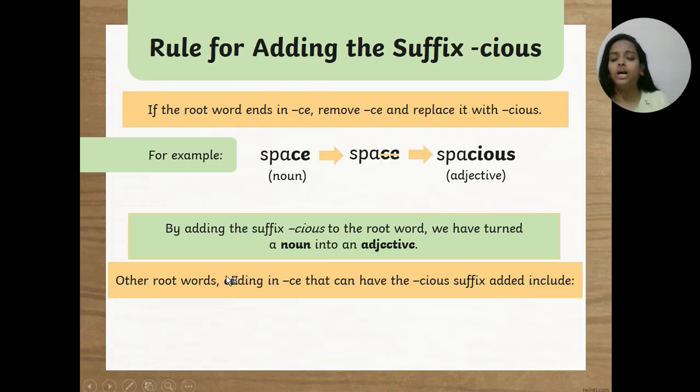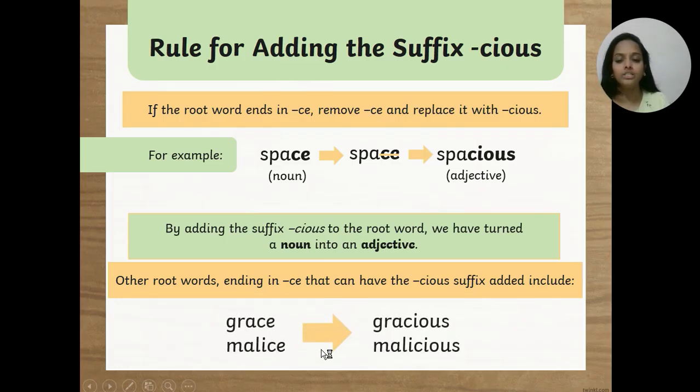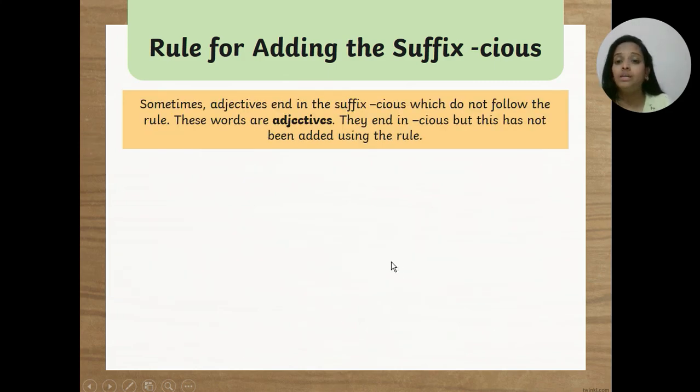Got it? Some other words are grace, gracious, malice, malicious. But remember, sometimes adjectives end in the suffix CIOUS which do not follow the rule, because these words are adjectives. They already end in CIOUS, but this has not been added using the rule. You have to be very mindful about it.